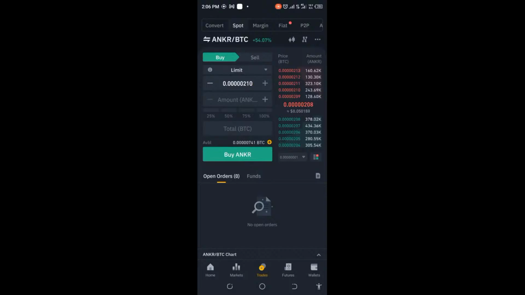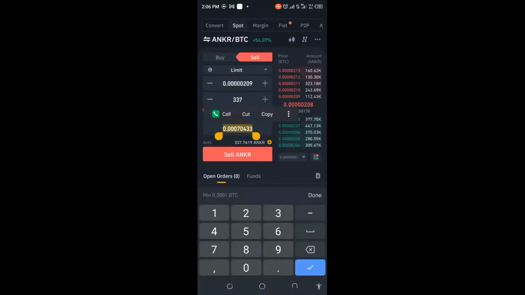That should be 210, or should I make it 211? Okay, I can see it's going up back again. So I'm just going to sell and put everything there. And let's see how this will go. But first of all, let's see what I would get with this amount. Let me go and check what I would get with this amount.